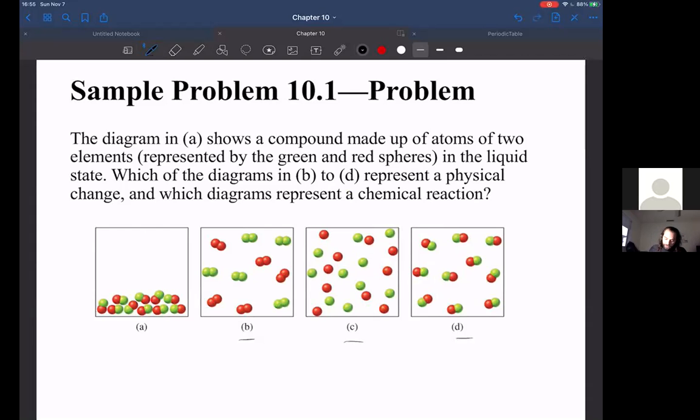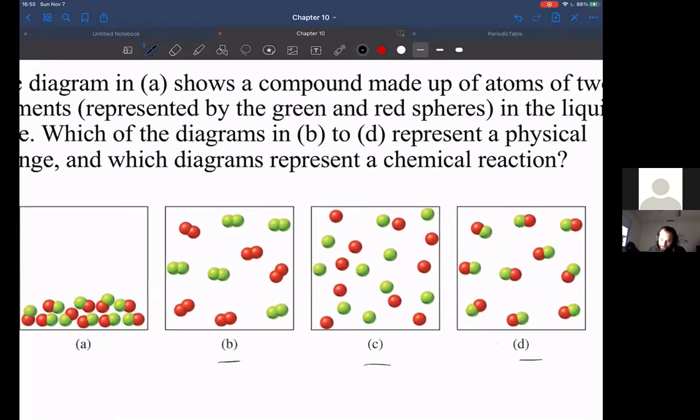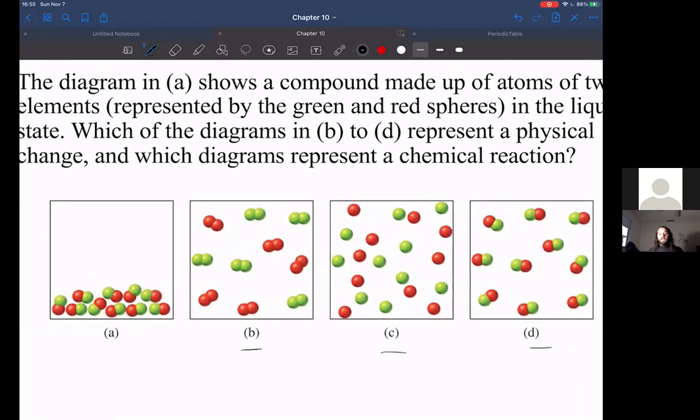So let's look at C in particular. We can see that the individual bonds between those two atoms, between my red and my green atom, have been broken. So this would constitute a chemical reaction, or a chemical change. Because again, it's all about making or breaking chemical bonds. In this particular instance, these bonds were broken. So boom, that's a chemical reaction.